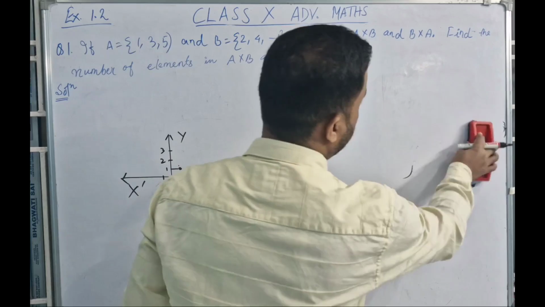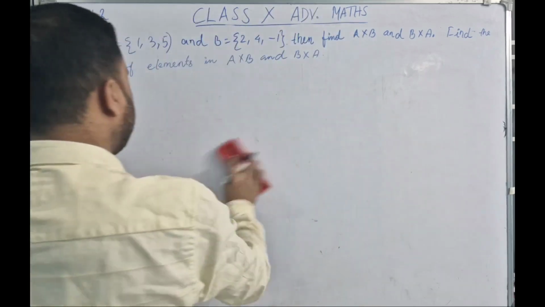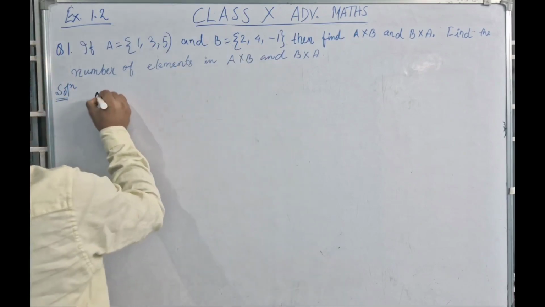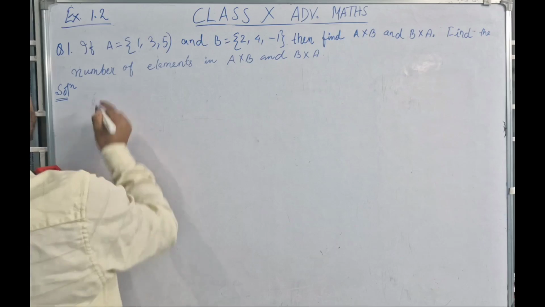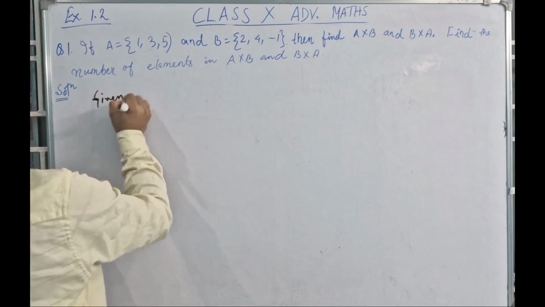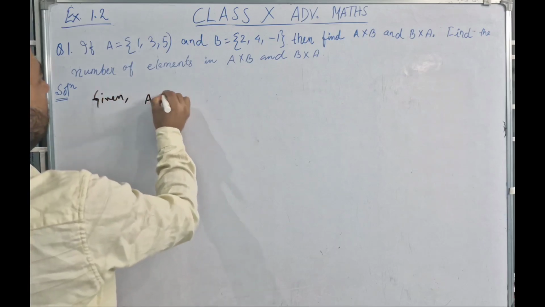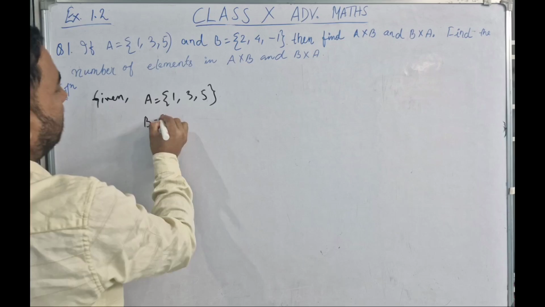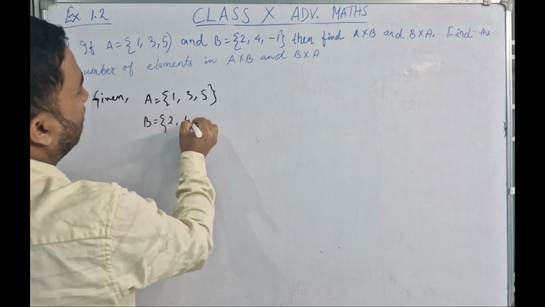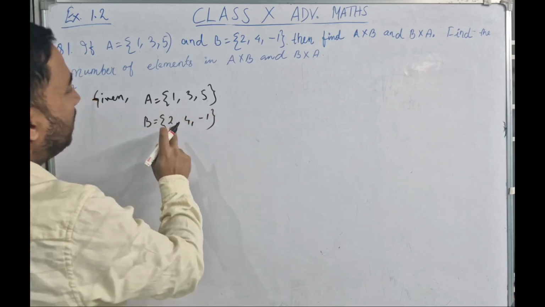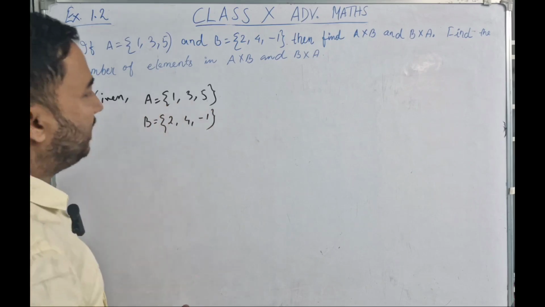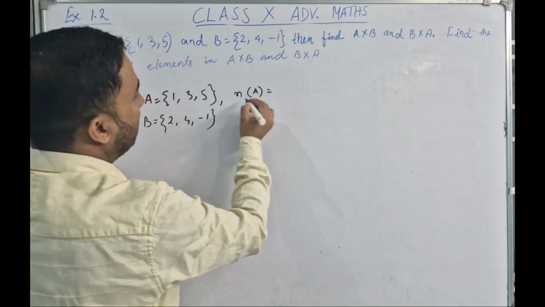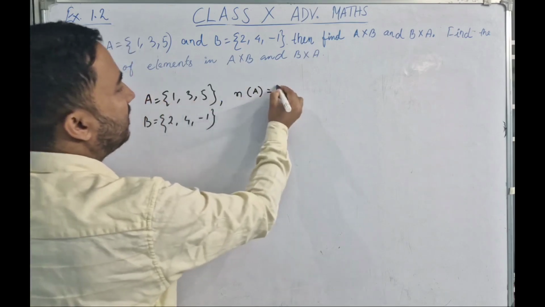I think if you have understood this thing, then you can solve the question very easily here. So here you have given two sets A and B. Given A is equal to {1, 3, 5}, and the set B is given as {2, 4, minus 1}. So we have three elements in both the sets A and B, and you can say n(A), the number of elements in the set A, is equal to 3.